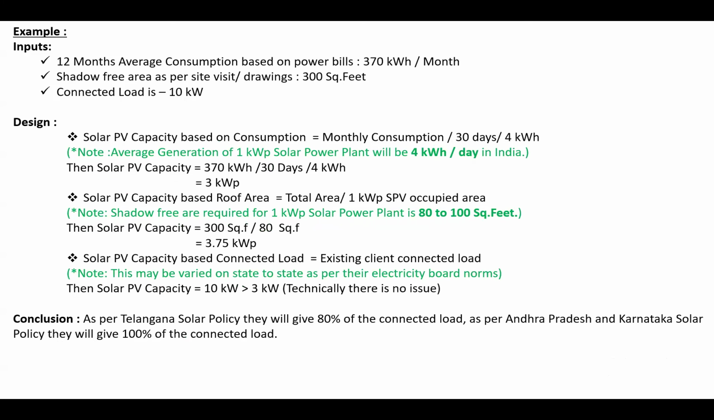This is another example for a residence. There are 370 units per month for one residential house, and they have 300 SFT of shadow free area and a connected load of 10 kilowatt. Similarly, 370 divided by 30 divided by 4, so they require almost a 3 kilowatt system. Area wise, they have more area, 3.75 kilowatts, and their connected load is also more, 10 kilowatts. So we can easily install 3 kilowatts.